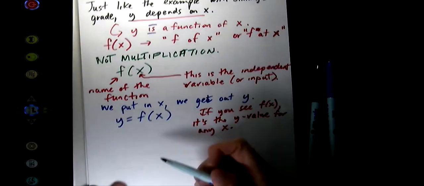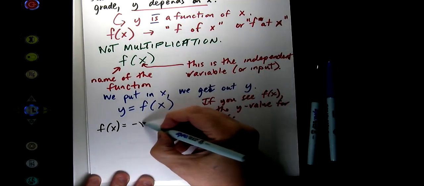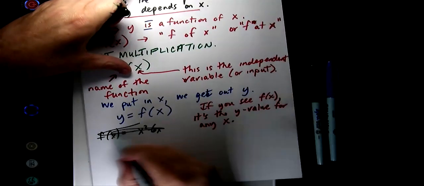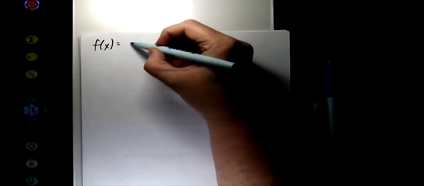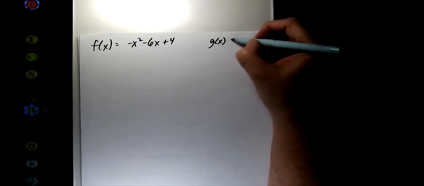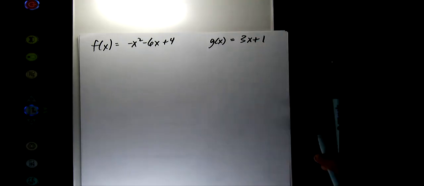So let's just take a look at an example. You guys need to do this on the next page. We can have different functions. We use F, G, and H a lot. F and G are the most common names for functions.